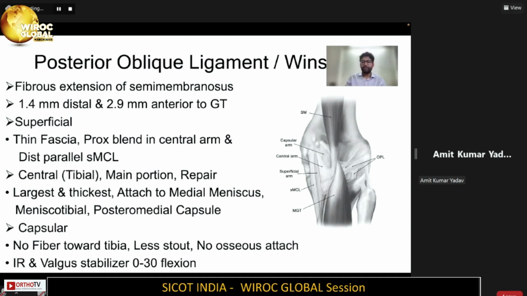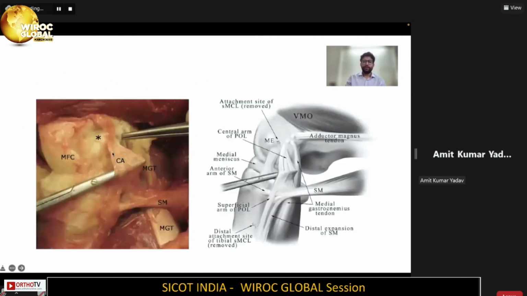The third part is the capsular part. Actually, it has no fibers toward the tibia and no bony attachment. It is weaker compared to the other two parts. So the POL is important in internal rotation and valgus stabilization in 0 to 30 degrees of flexion. This cadaveric image, after removing the superficial MCL, shows the central part of the posterior oblique ligament.